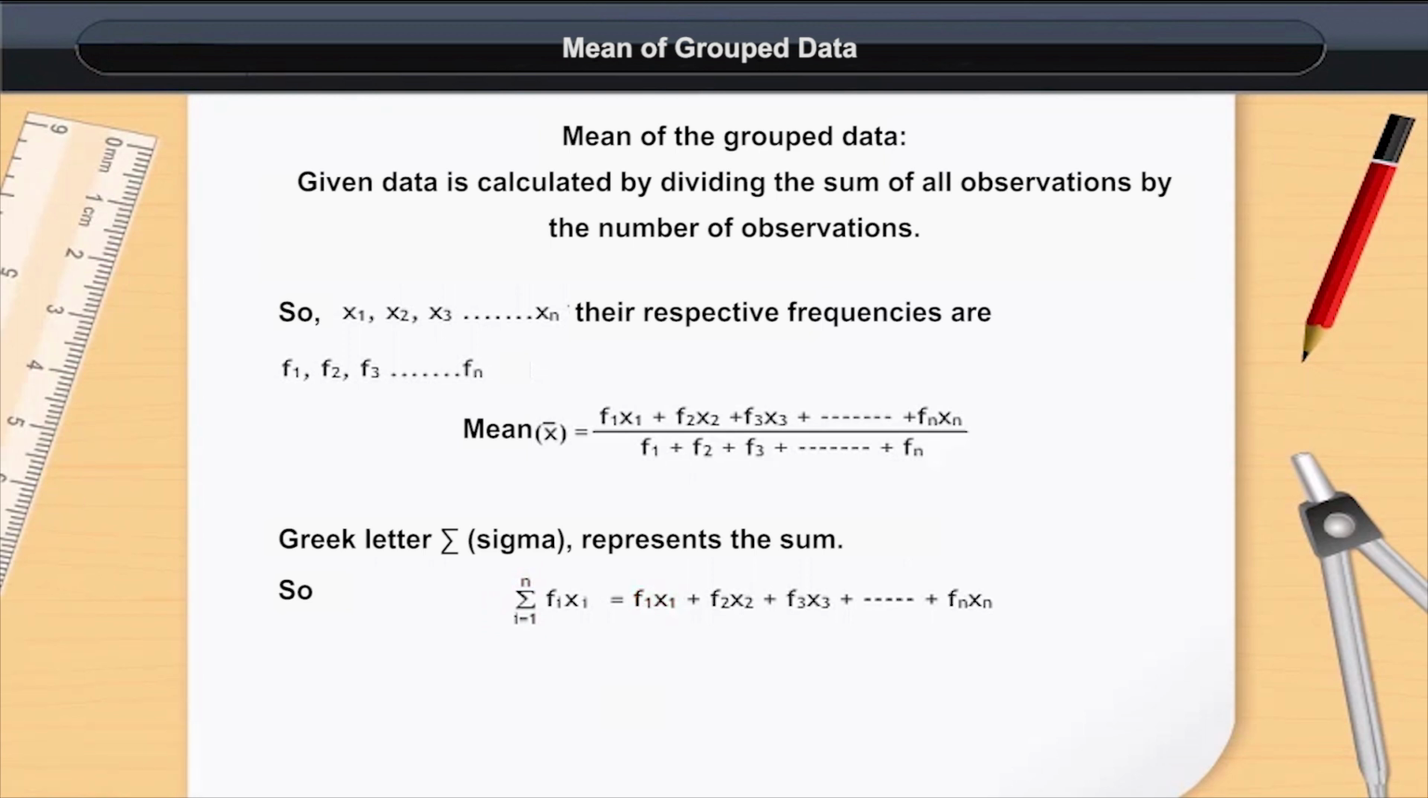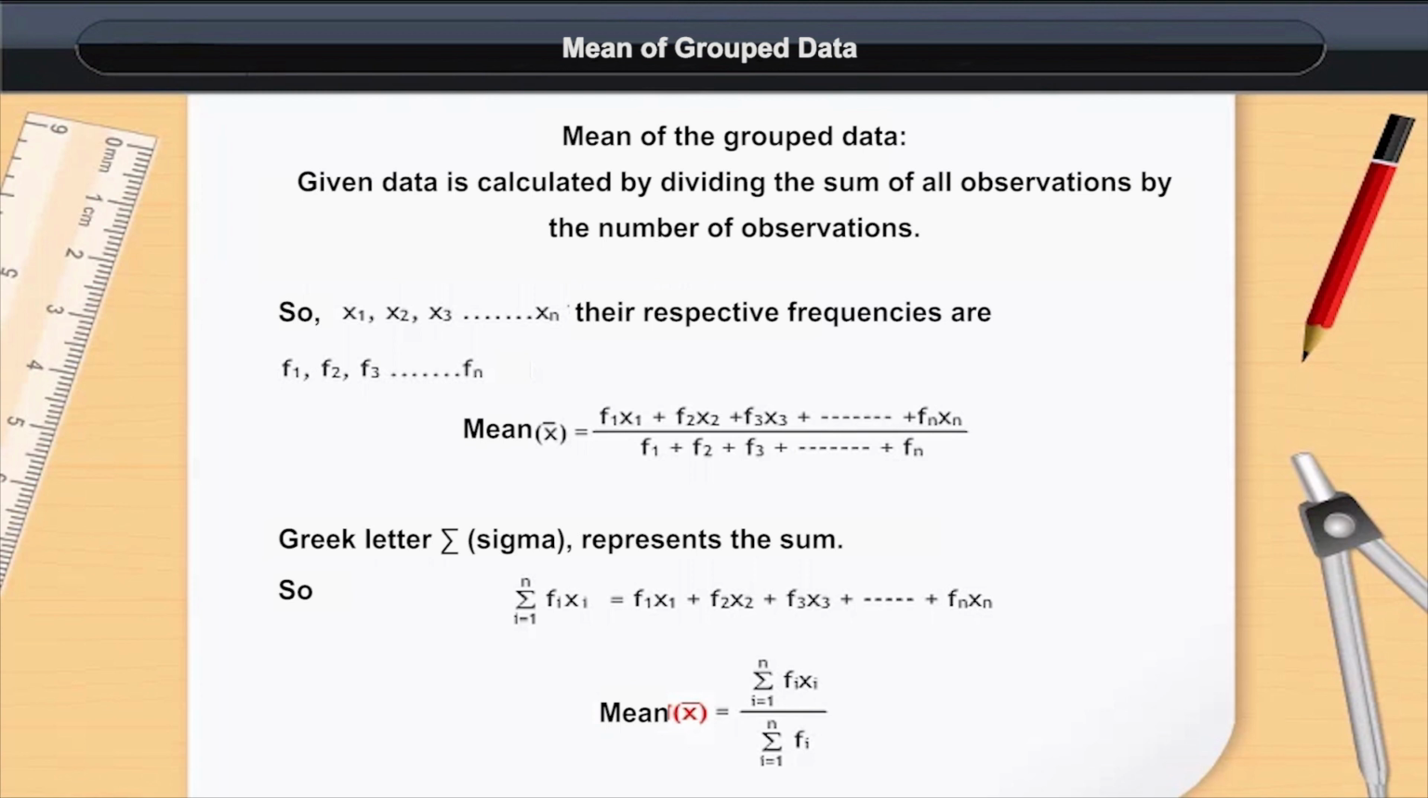So, sum of fi xi, where i is equal to 1 to n, which is equal to f1 x1 plus f2 x2 plus f3 x3 plus up to fn xn, and mean of x is equal to sum of fi xi upon sum of fi, where i is equal to 1 to n.